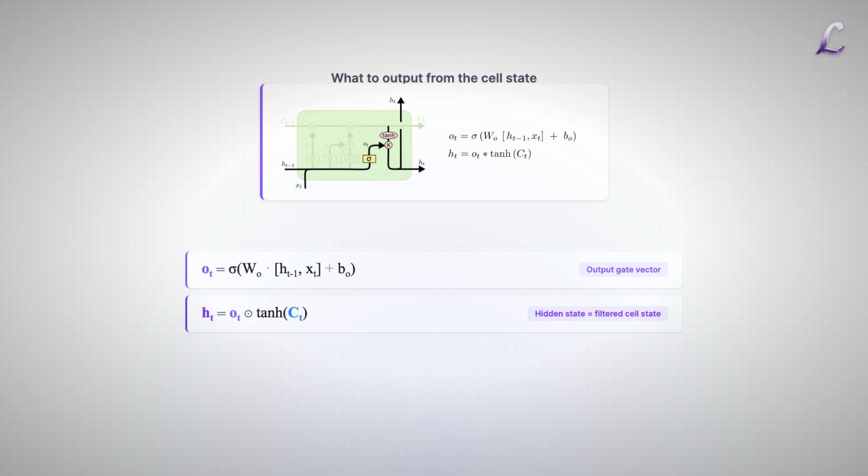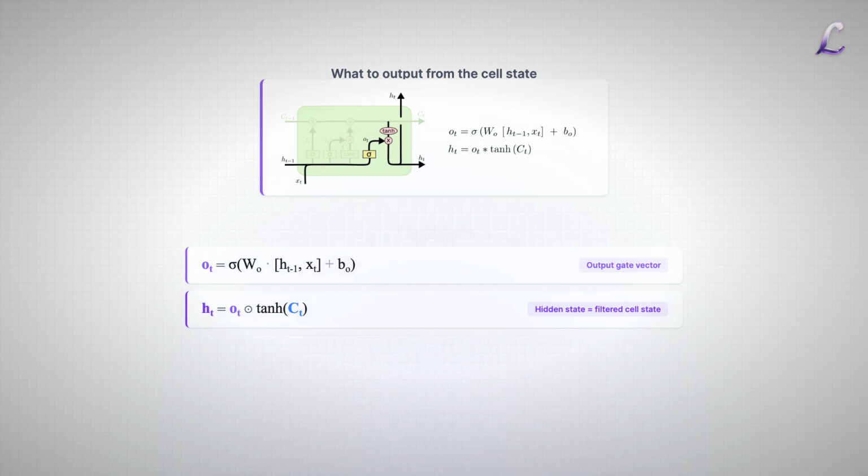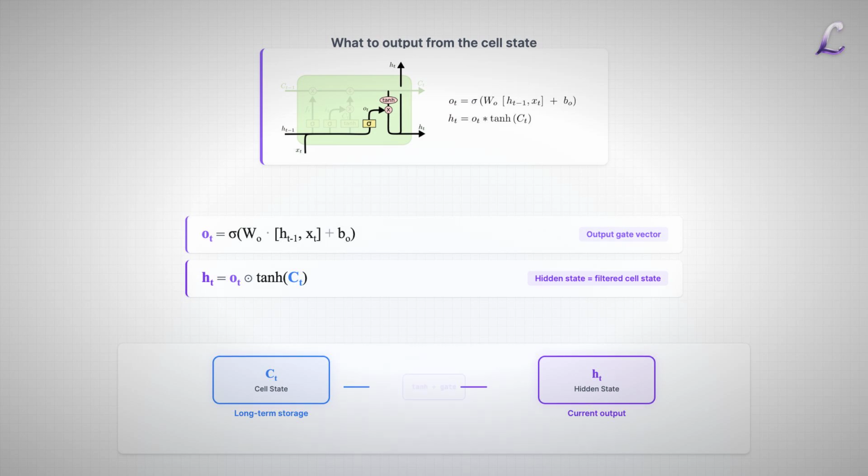This separation of storage and output is powerful. The cell state can maintain long-term memories, like the subject of a paragraph, without constantly exposing that information. The output gate opens only when that stored information is relevant to the current prediction. For instance, the cell might always store that the subject is plural, but the output gate only activates those features when the network needs to generate a verb that requires number agreement.